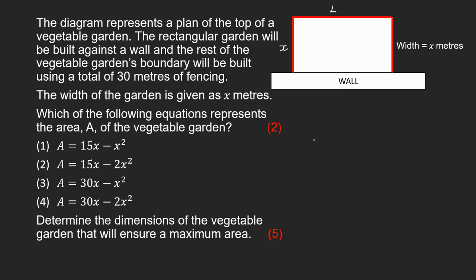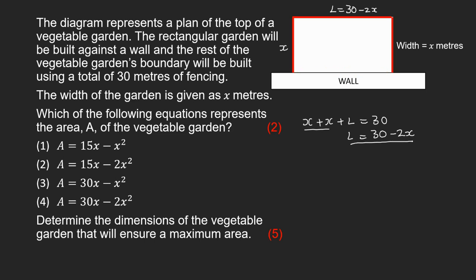Let's say L. So we can say x plus L plus x is equal to 30 meters. And then this is 2x, so L is equal to 30 minus 2x. This is the length, which is 30 minus 2x. Between the wall and the garden, there's no fencing. So the fencing is just 30 meters, not including this part where the garden and the wall meet.